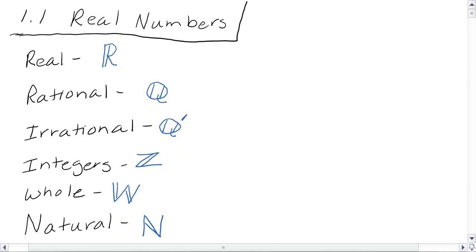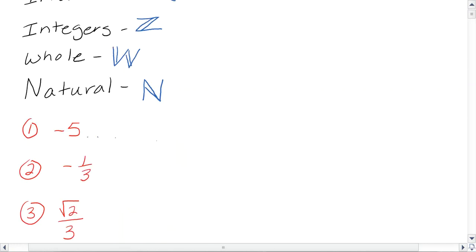Integers are all the positives, all the negatives, and zero, but no fractions, no decimals. They are represented by that funny looking Z. Whole numbers start with 0 and go in the positive direction. Natural numbers do not include 0. Those are the circles as you get smaller. So please put those symbols in that diagram and know what the symbols stand for.